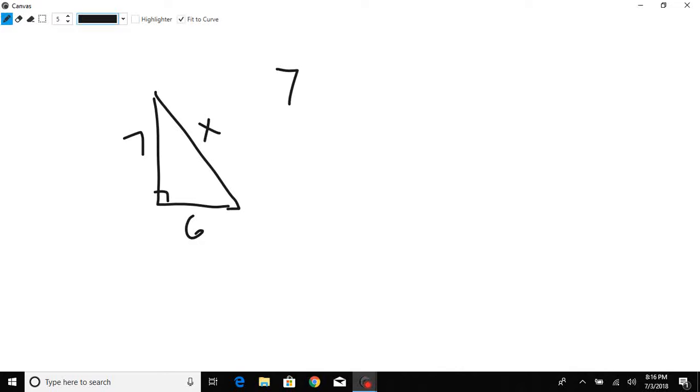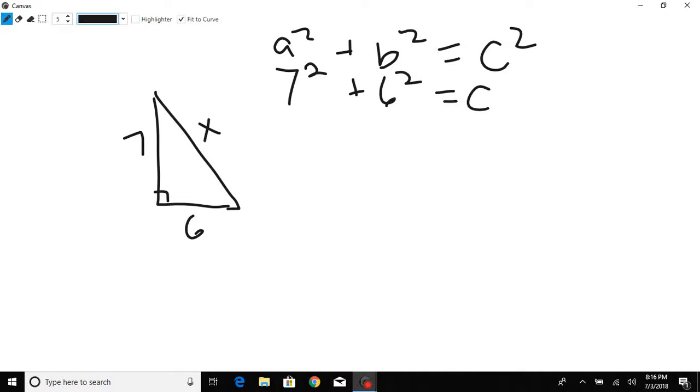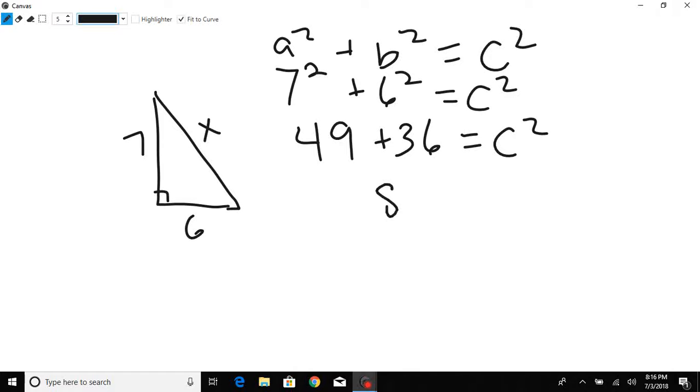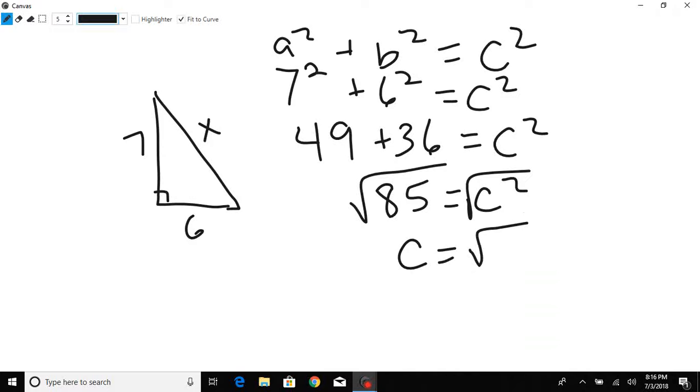So I can say A squared plus B squared is equal to C squared. Notice I don't care which of these is labeled A and B, so it doesn't really matter. So this is 7 squared plus 6 squared is equal to C squared. Well, this is 49 plus 36 is equal to C squared. So 50 plus 36 would be 86, so this would be 85 is equal to C squared. Take the square root of both sides, and we get C is equal to the square root of 85.